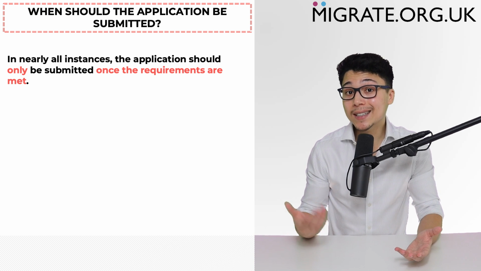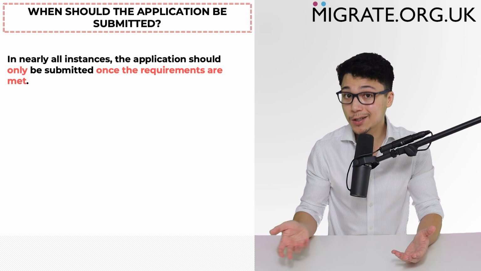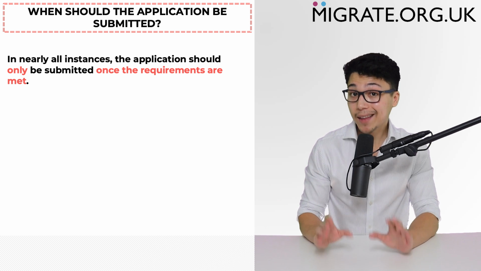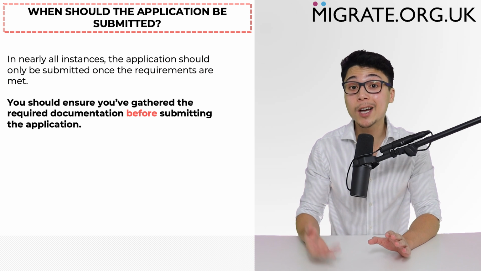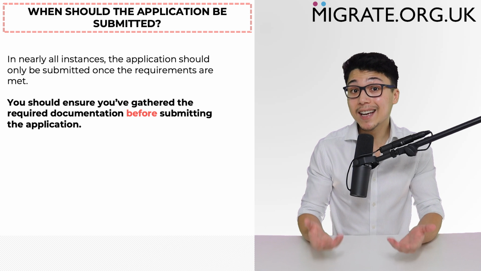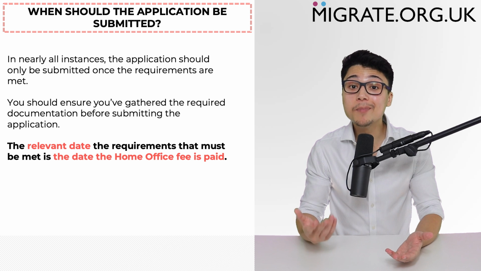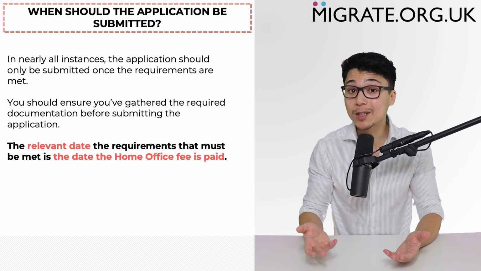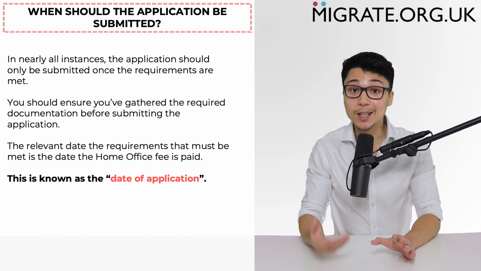Firstly, in nearly all instances, the application should only be submitted by paying the Home Office fees once the requirements are met. Therefore, if possible, you should ensure that you've gathered the required immigration rules compliant documentation before submitting the application. And this is particularly the case with financial documentation. This is because the relevant date that the requirements must be met is the date that the Home Office fee is paid, not the date that the applicant attends the visa centre. This is known as the date of application in the immigration rules.